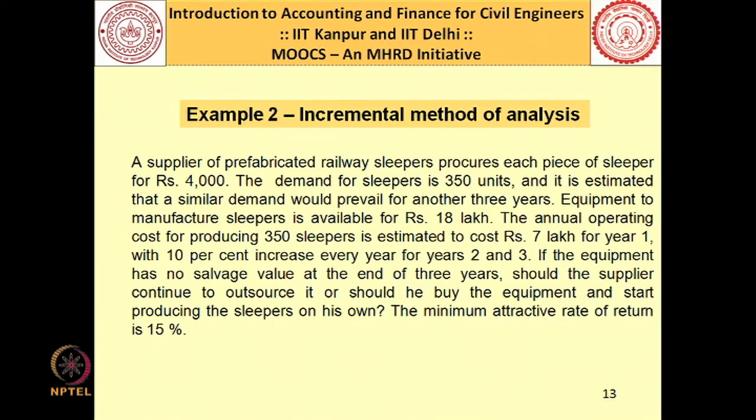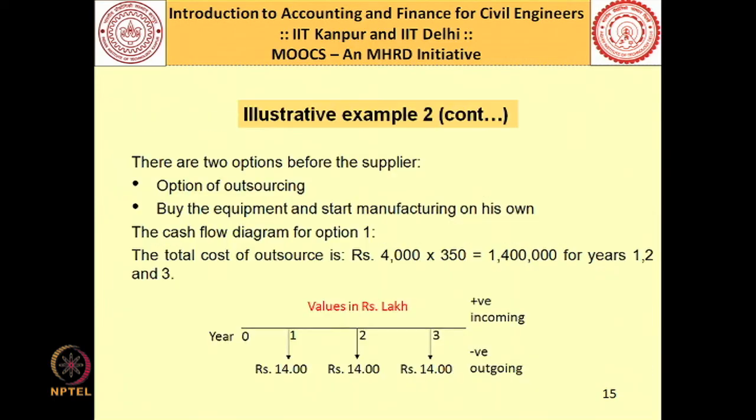So, you find this is a classic example of making a choice between producing something on your own versus getting it through some other agency. We call that outsourcing. So, the 2 options are identified, outsourcing versus producing on our own. Now, the cash flow diagram for each of these 2 options we can produce, and you will find that this looks something like this. For the first option, you want to procure it through other agencies.